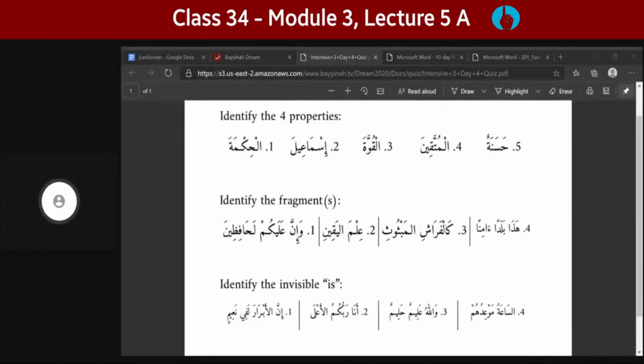Number 4 is a sentence, yes. هذا بلد آمنا. This is a safe country, safe land. You can't put the khabar there. You can't put it after inna, because the khabar goes after inna and its ism. So I put the khabar after the ism of inna, which is al-abrar.